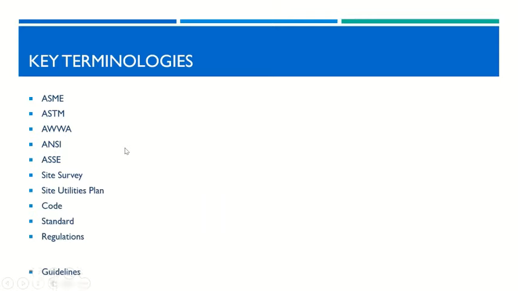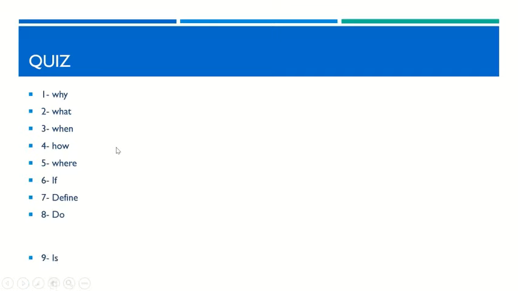And also we'll take some key terminology like ASME, ASTM, AWWA, ANSI, ASSE, what is site survey, what is site utility plan, code, standard, regulation, guidelines, authorities. And also we'll take quiz. Each lecture we have quiz at the end to test whether you grasped or understood the lecture or not. The quiz will be similar to the exam questions like why, what, when, how, where, if, define, do, is, which, true or false.